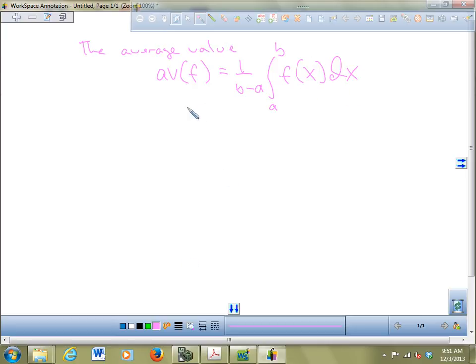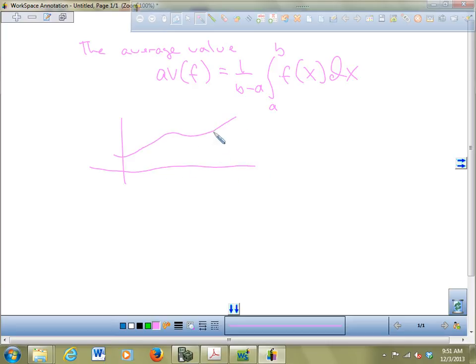so this is the definition of the average value, okay? And it's very similar to the integral of a function, but it's not the same thing. What you do is you take the integral and then you divide by b minus a. What's b minus a? What is b minus a? Yeah, it's the range or the interval of the function.